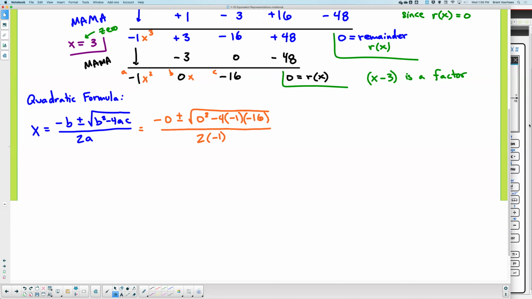We go to simplify this. Negative 0 is nothing. It cancels out. 0 squared is going to cancel out. So basically what I have is a plus or minus square root. What's a negative 4 times a negative 1? There's 3 negatives. 3 negatives are going to become just the same as 1 negative. So I'll make those two positive. It's going to be 1 negative value. What's 4 times 16? 64. So this is negative 64. Divided by 2 times negative 1, which is negative 2.